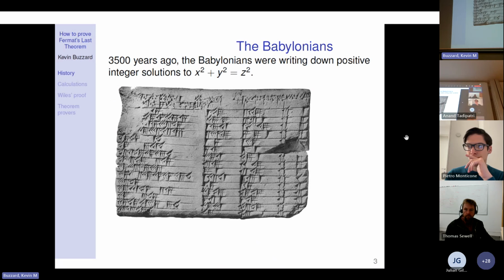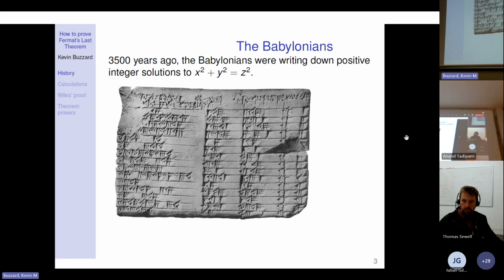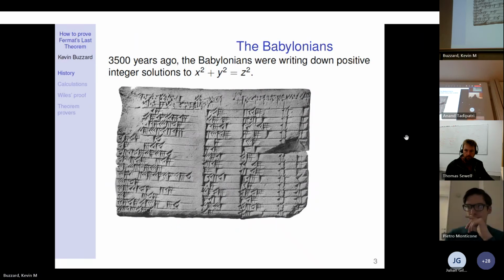Okay, so here's the history. This is a long time before Fermat. This is 3,500 years ago, and this is the Babylonians. So this is way before Euclid and everything. This is really a long time ago. The Babylonians writing down solutions of x squared add y squared is z squared in positive integers.